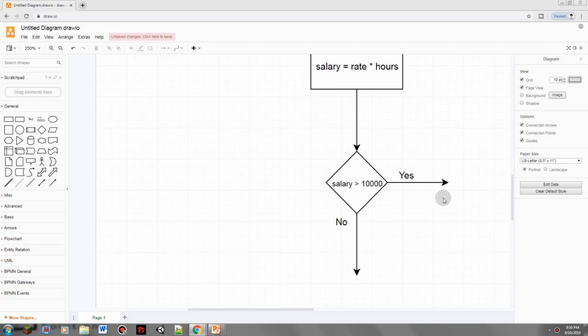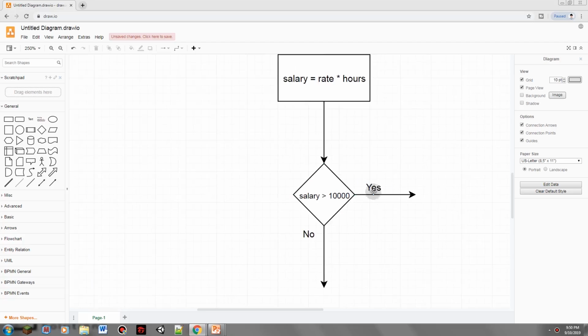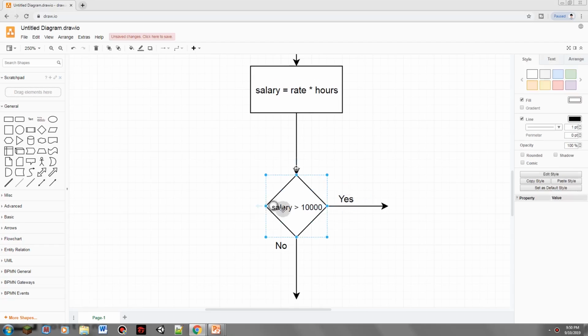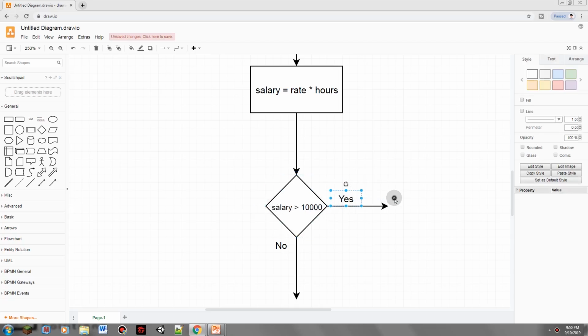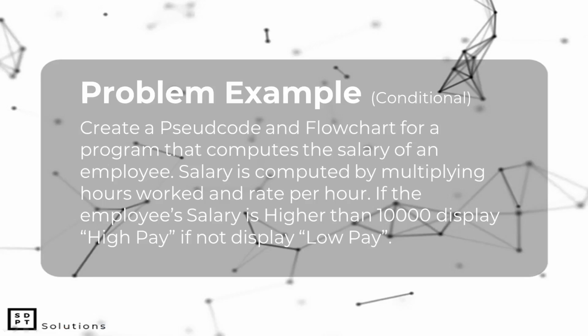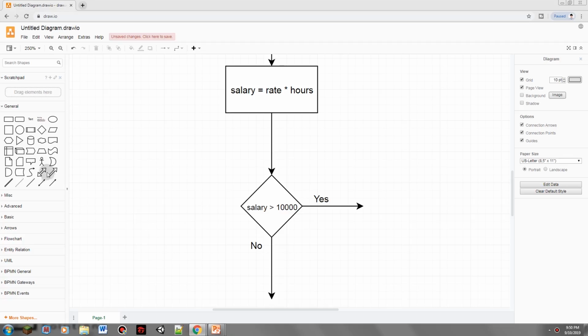Okay? Good. So now, let's check. If the salary is greater than 10,000, where do we go? We go to yes, right? So if it's greater than 10,000, yes. What do we do? We output. What will we use for output? We output high pay, so we use a parallelogram again for the output.